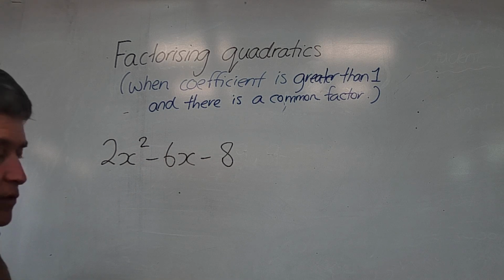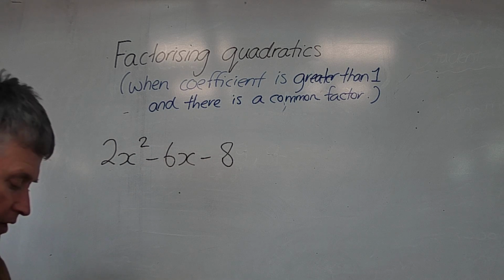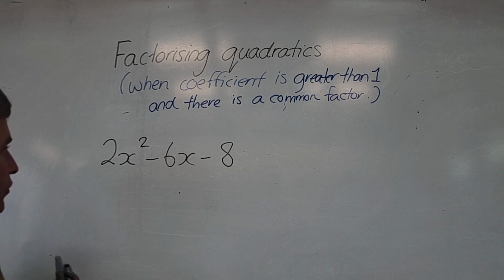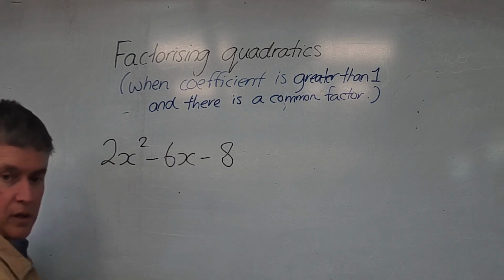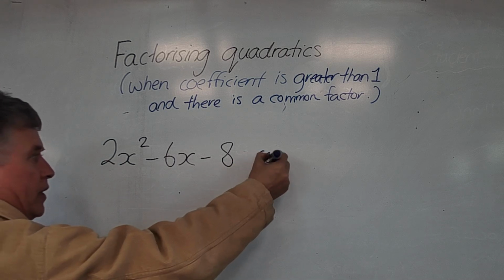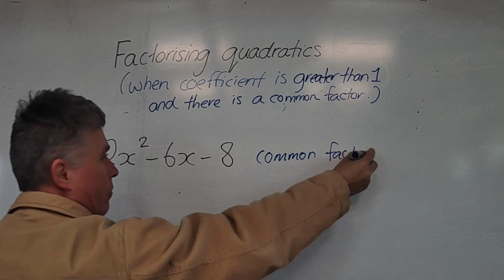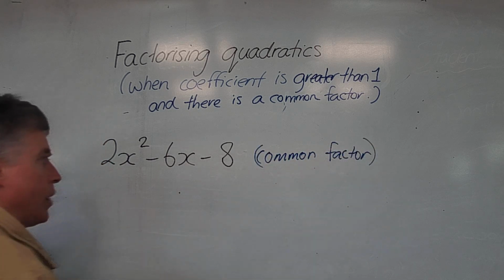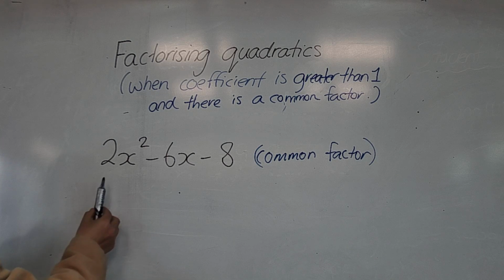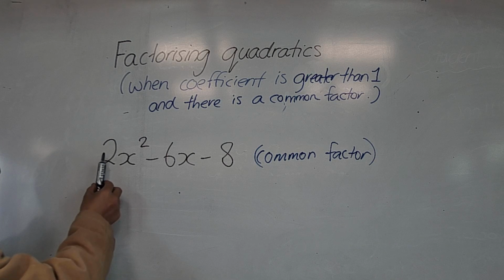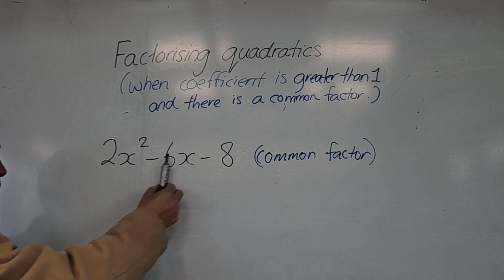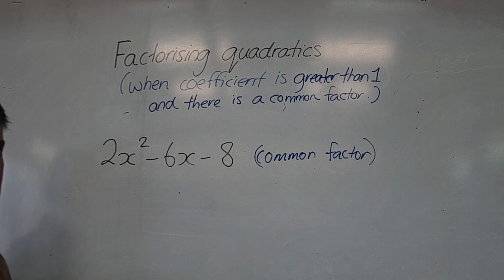Okay, so when you come across one like this, your first step, you have to do an extra couple of steps. The first step is look for a common factor. So if I write over here, look for a common factor, just to remind you. As step 1, I'm going to look for something that multiplies as a factor to get 2, multiplies to get 6, and also can multiply to get 8. And it's the highest. We're going for the highest common factor, not just any factor, the highest.